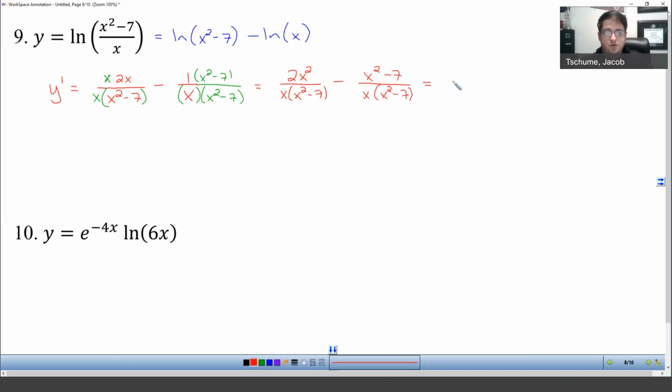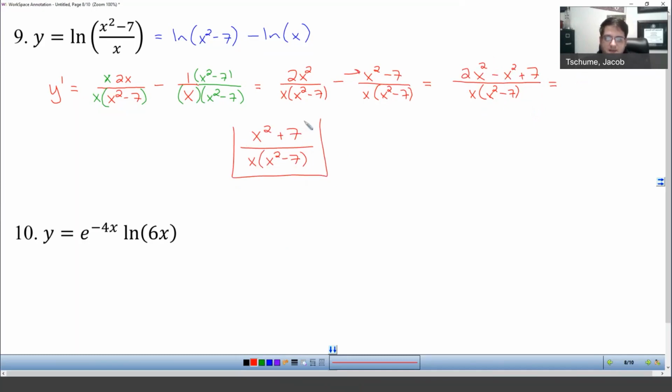And what you will notice here is that we can now put these together. So if we put these together as one big fraction, because they now have common denominators, this is x times x squared minus 7, and then combine the tops. You'll have 2x. This negative has to be applied to both of these terms, so that would be minus x squared, and then plus 7. The last thing you can do here is combine your x squareds, and I'll come down here so you can see it easier. That would give me an x squared plus 7 over x times x squared minus 7. And this is the derivative of the original function.